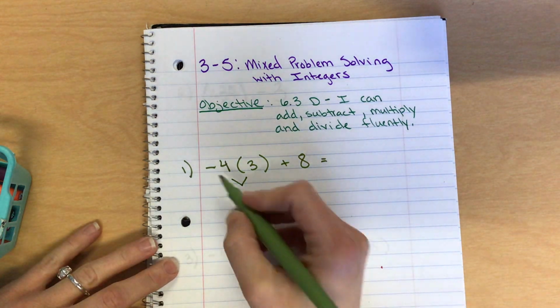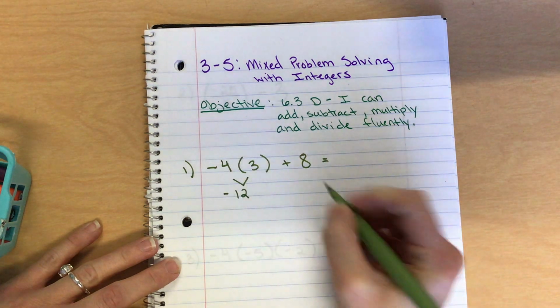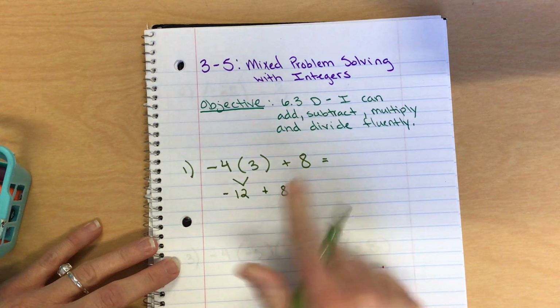Negative 4 times 3, I know 4 times 3 is 12. Different signs, so our product is negative. Bring down the rest of our equation, plus 8. Okay.